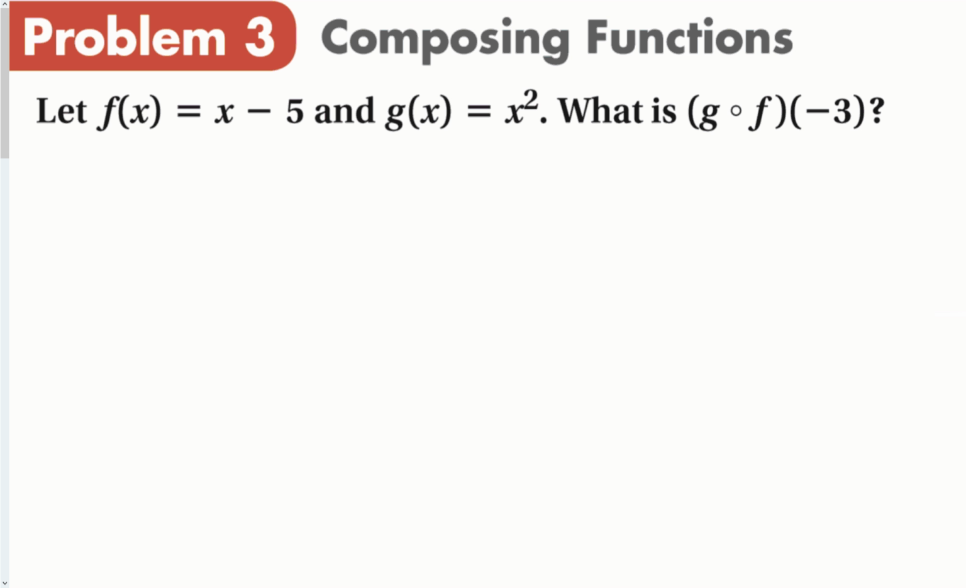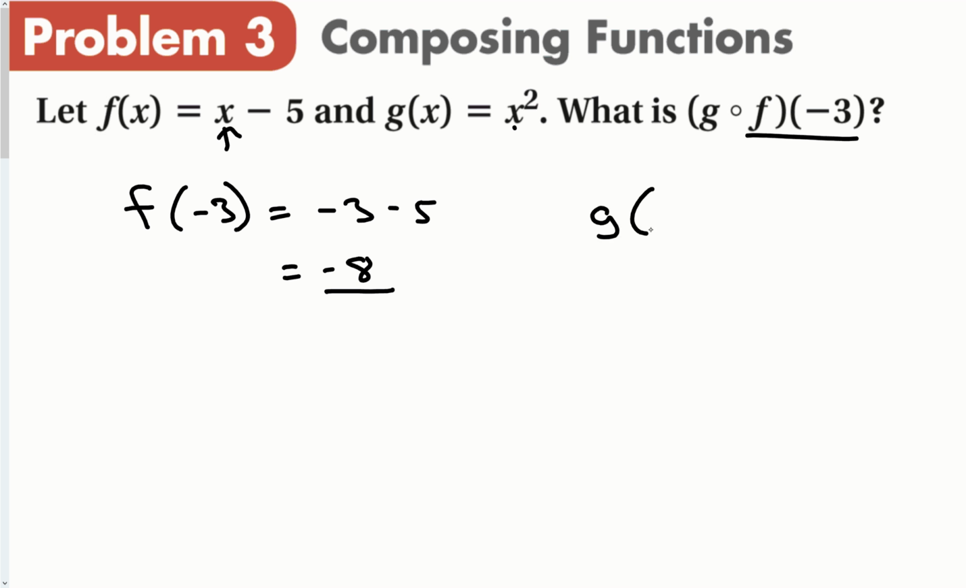Let's take a look at this. What is g of f of negative 3? We're going to start with f of negative 3. How do you calculate that? You just plug negative 3 into f. Negative 3 minus 5 is negative 8. Then we don't put negative 3 into g, we take negative 8. So we find g of negative 8. That's negative 8, the whole thing squared, so we get 64. So g of f of negative 3 is 64.